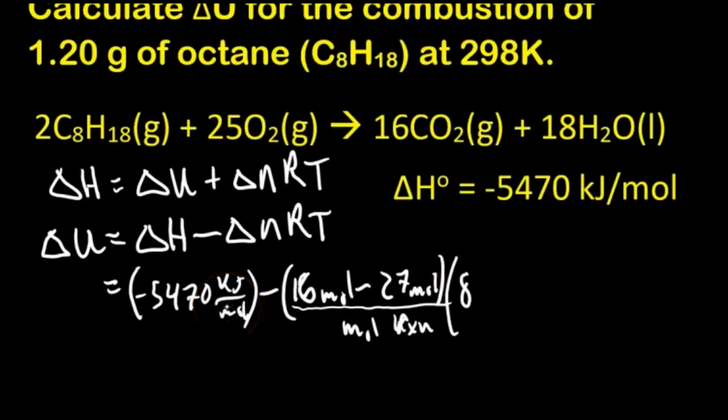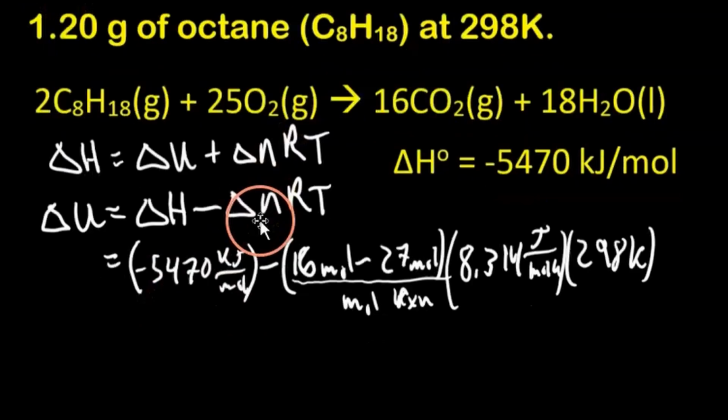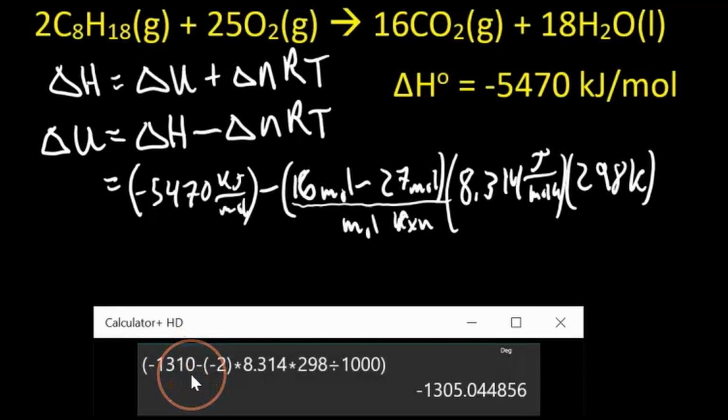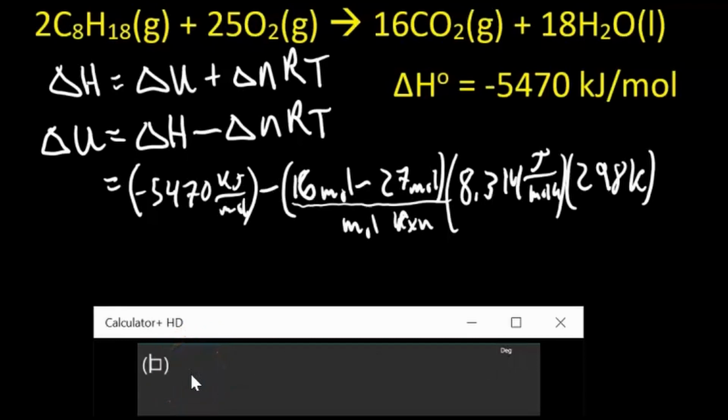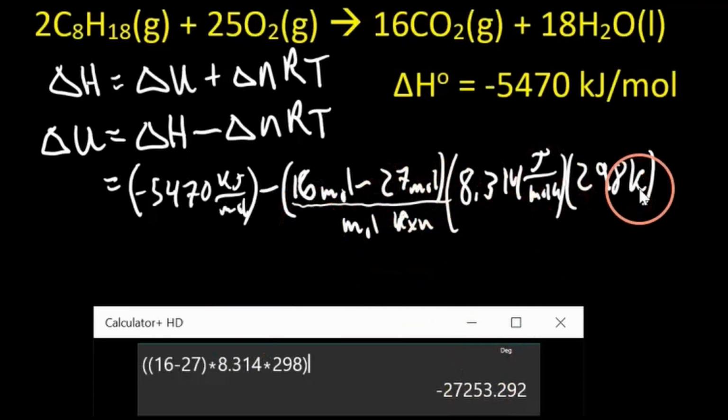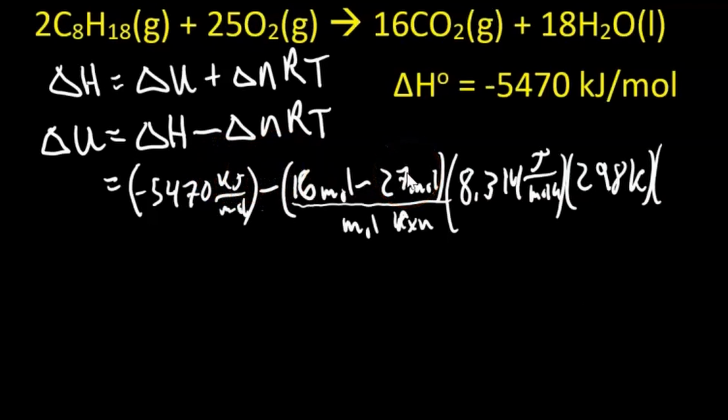Okay, R, we want the R that has joules in it, 8.314 joules per mole Kelvin, and the temperature is 298 Kelvin. Okay, so we'll plug that into our calculator. Actually, what I'm going to do, I'm going to do the second term first because the second term gives us the work. So 16 minus 27 times 8.314 times 298. That's negative. Now this is in joules, right? This is in joules. So if we want it to be in kilojoules, we would divide this by 1,000.